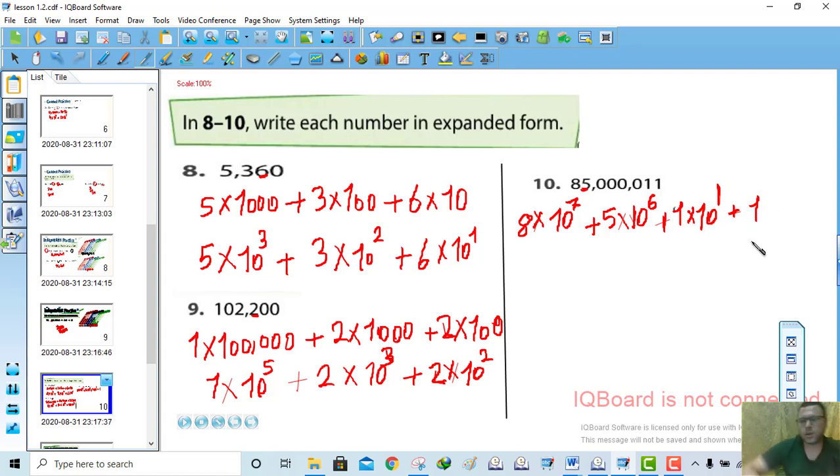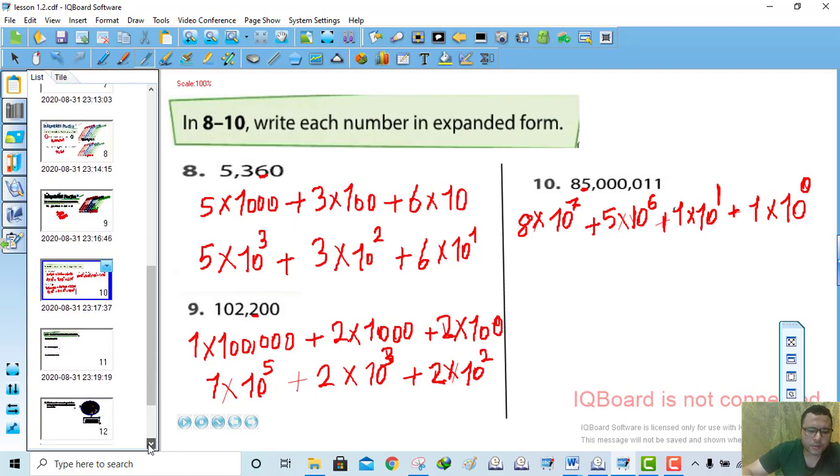Okay, so you can write it as 1 and leave it like this, or if you want to write it 10 to the power of 0, because we don't have any, it's ones, so it doesn't have any zeros. Because of this, it's 10 to the power of 0 if you want to write it, or just write it as 1. Next question.